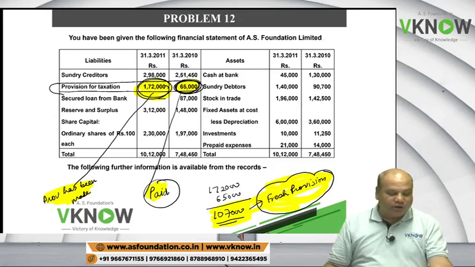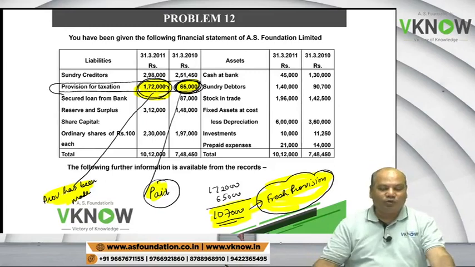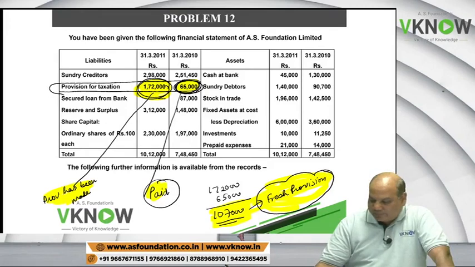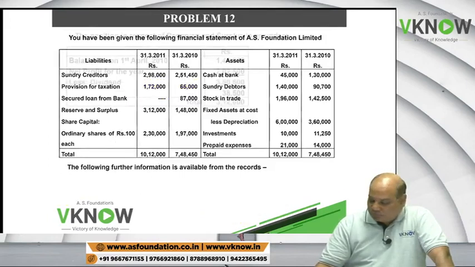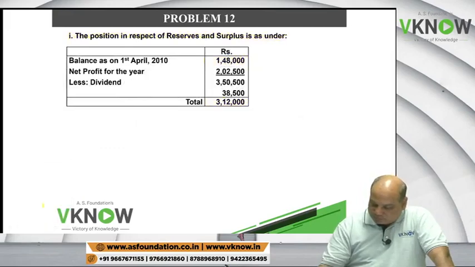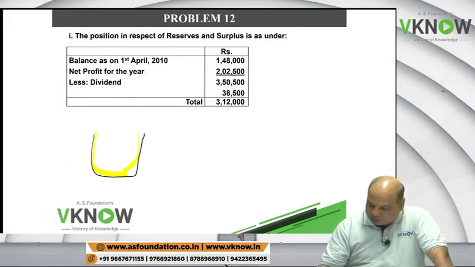This is a democratic country. You are allowed to give your opinion. One opinion is we should only pass entry for 1,07,000. Okay. Wait. I will draw one diagram first.